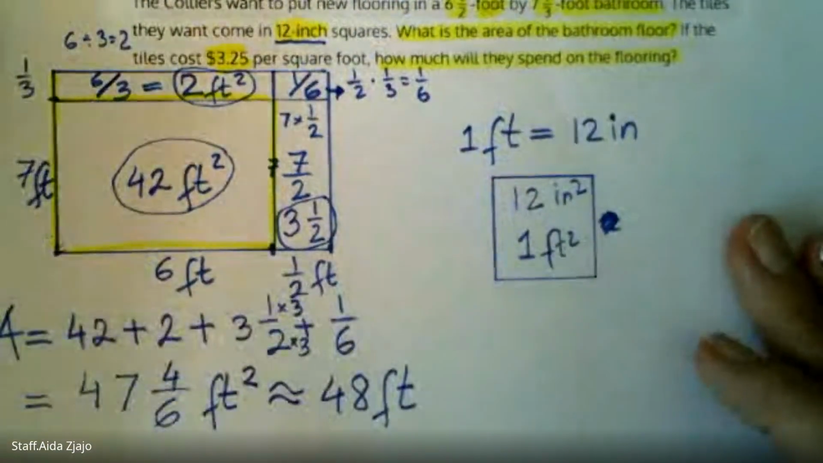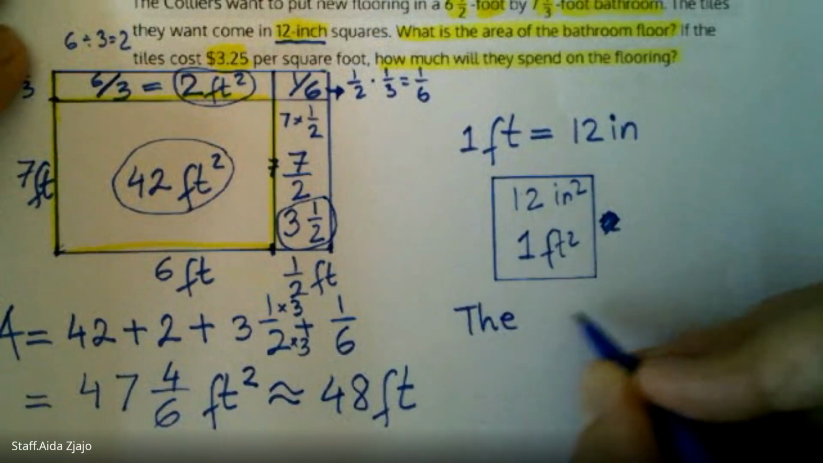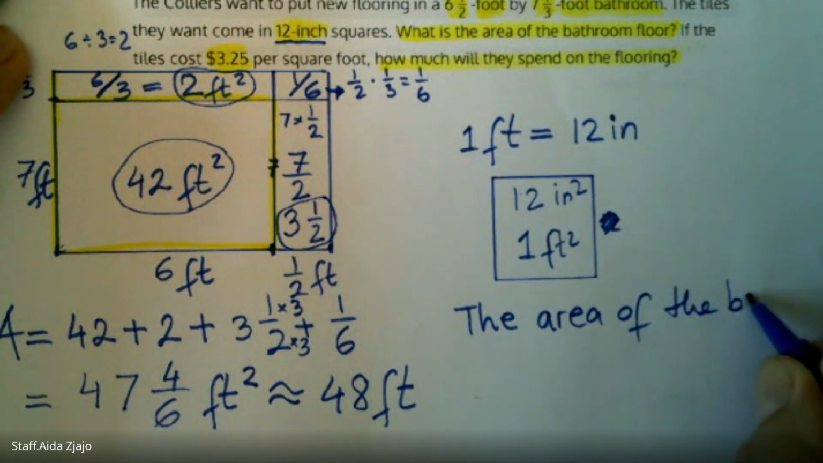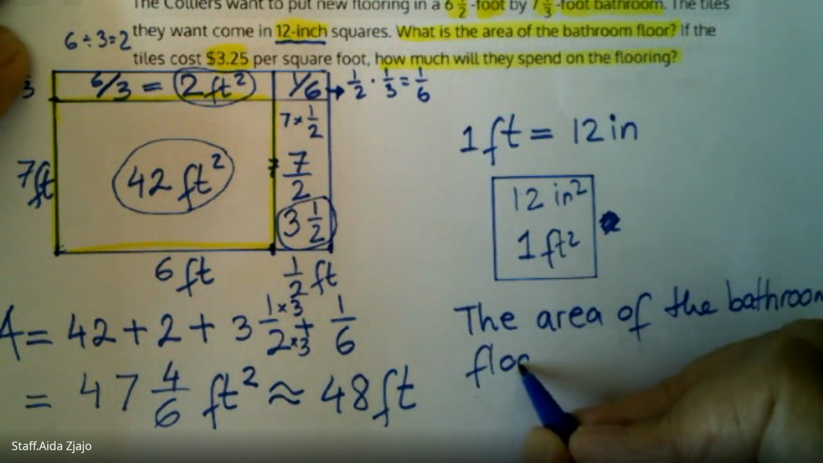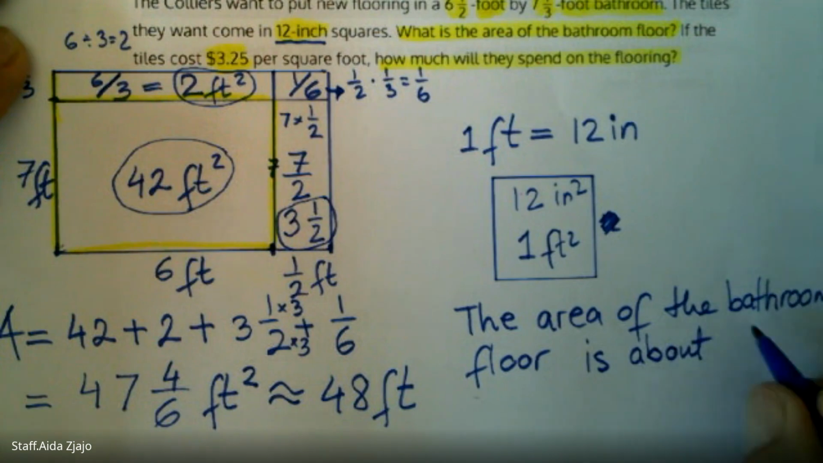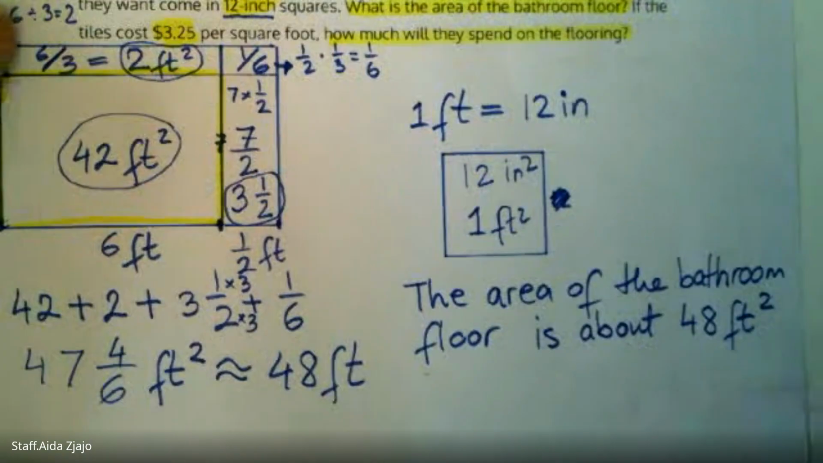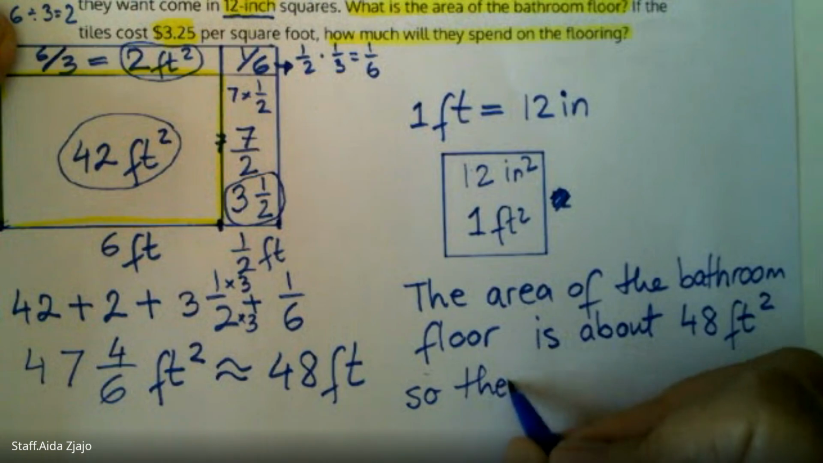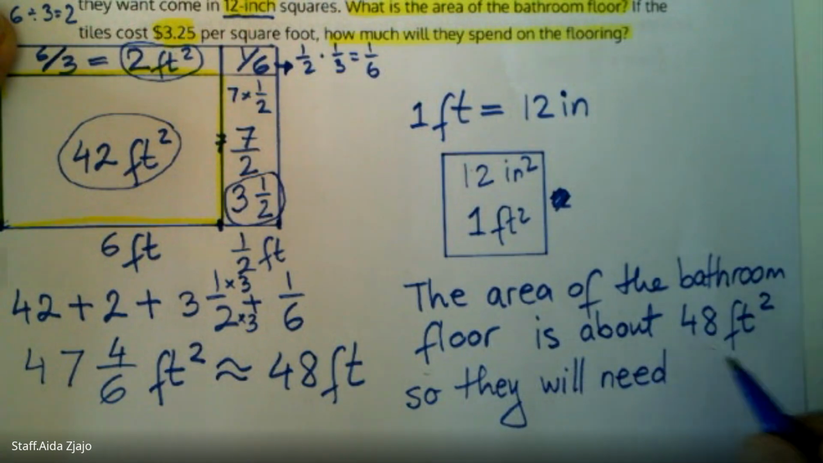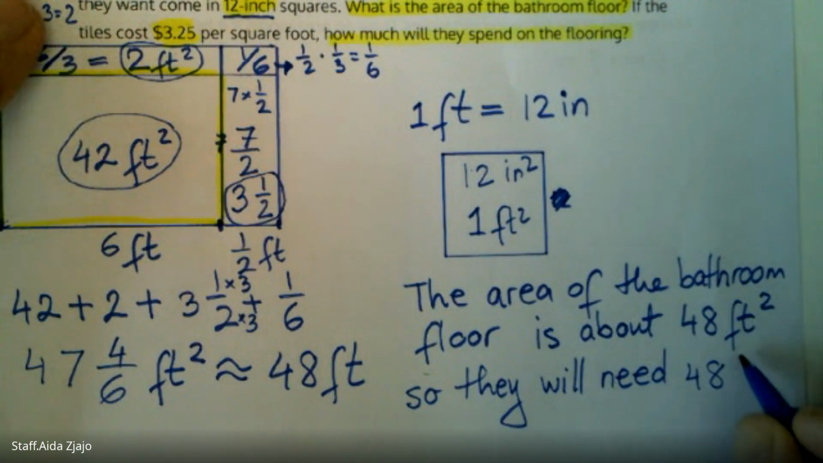So what is the area of the bathroom floor? Now we need to answer that. We know the area of the bathroom floor is about 48 square feet. So they will need 48 tiles. Okay.